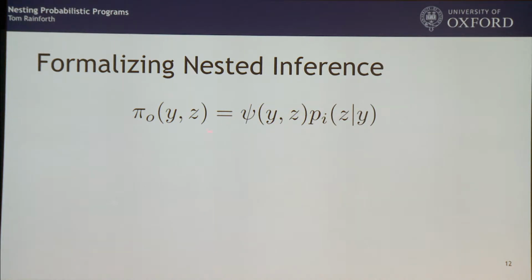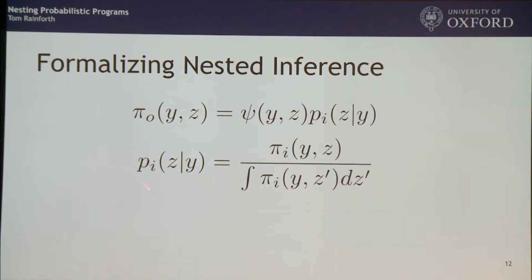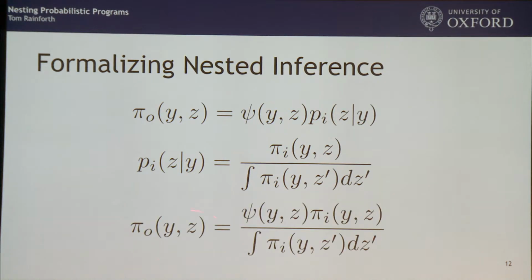So we have, again, this psi, y now is y and z. So we have terms in the outer program just from that query itself. And we have this pi z given y, and this is the normalized distribution of that inner query. So in other words, p z given y is the unnormalized distribution from the inner query over this normalizing constant by marginalizing out over z. That means that we can say the unnormalized distribution of the outer query is equal to psi pi over this normalizing constant.